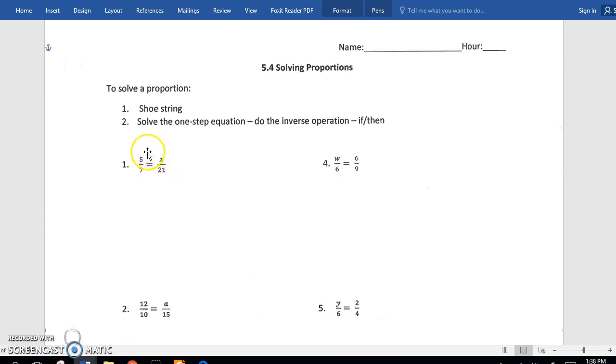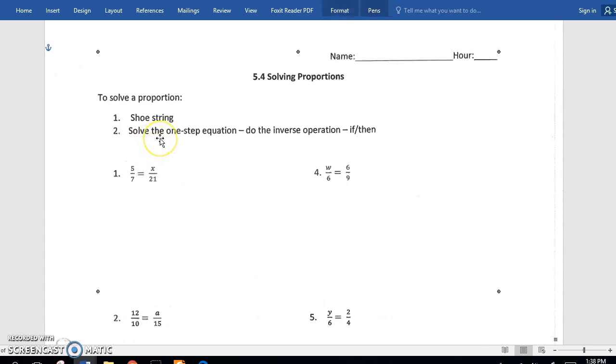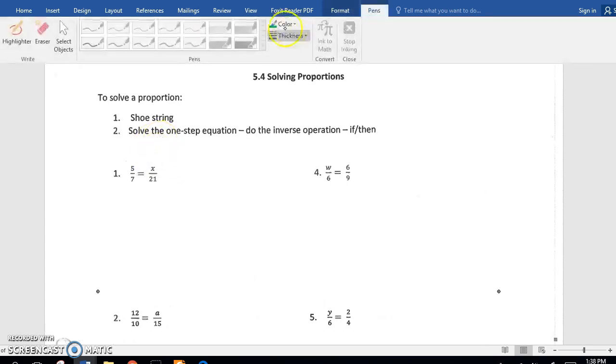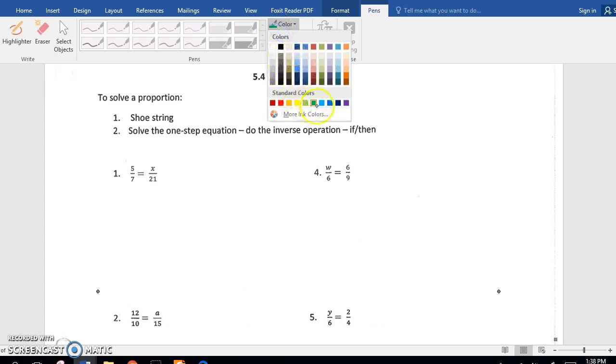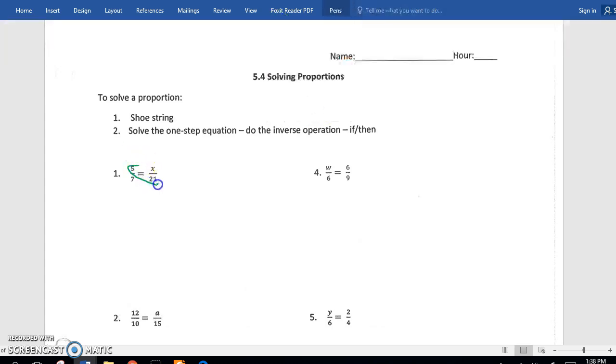So what we do is we know that 5 times 21 and 7 times x should be equal. So 5 times 21 is 105. 7 times x would be 7x. So now to solve for x, I'm going to divide both sides by 7.